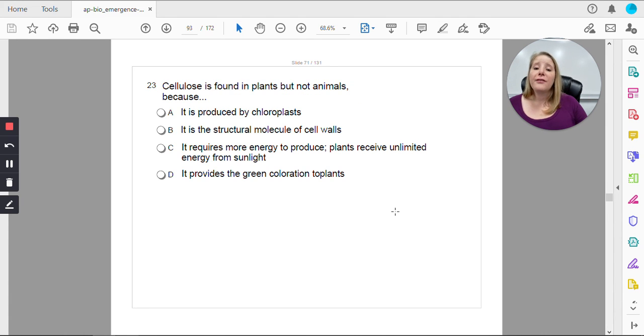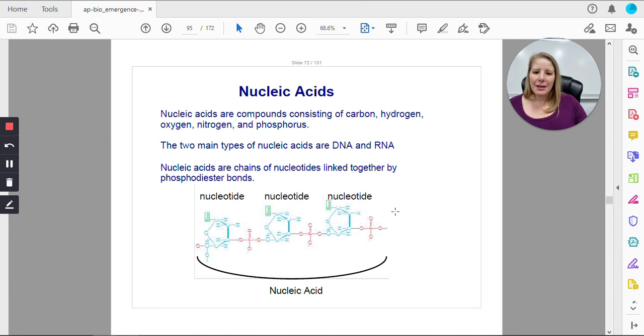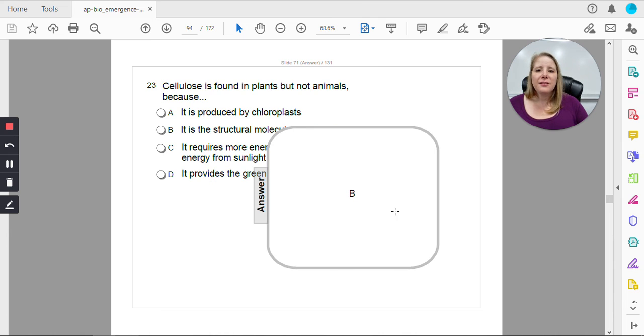Cellulose is found in plants but not animals because it's produced by chloroplasts. It's the structural molecule of the cell wall. It requires more energy to produce. Plants receive unlimited energy from the sunlight. Or it provides the green coloration to plants. Did you say B? It is the structural molecule of the cell wall. Good job.